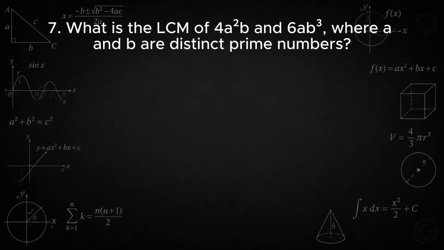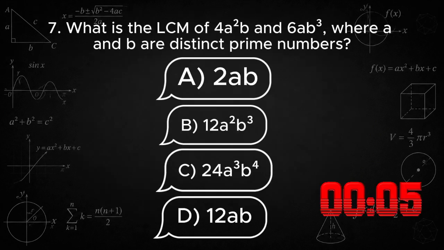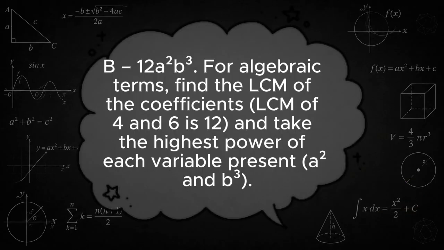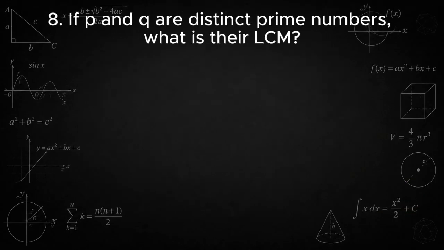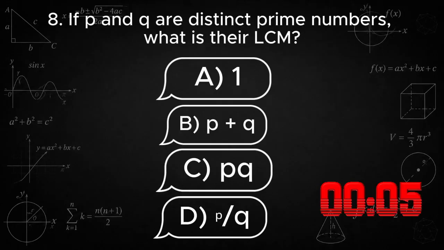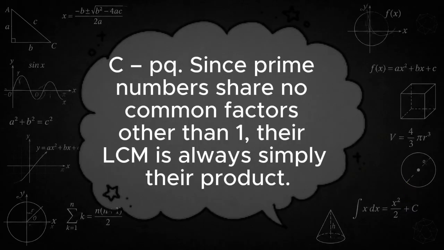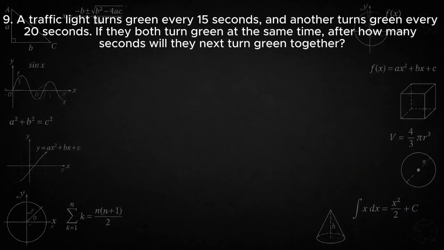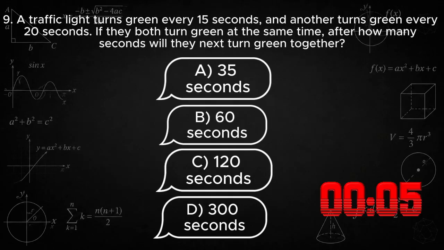7. What is the LCM of 4a^2b and 6ab^3, where a and b are distinct prime numbers? 8. If p and q are distinct prime numbers, what is their LCM? 9. A traffic light turns green every 15 seconds and another turns green every 20 seconds. If they both turn green at the same time, after how many seconds will they next turn green together?